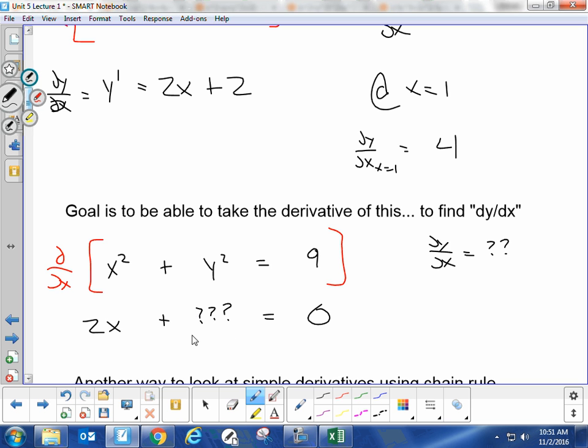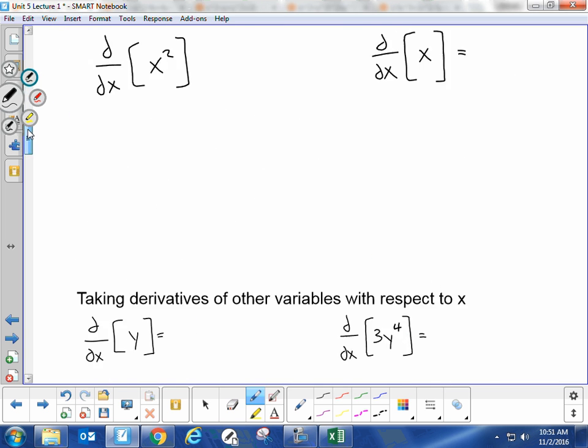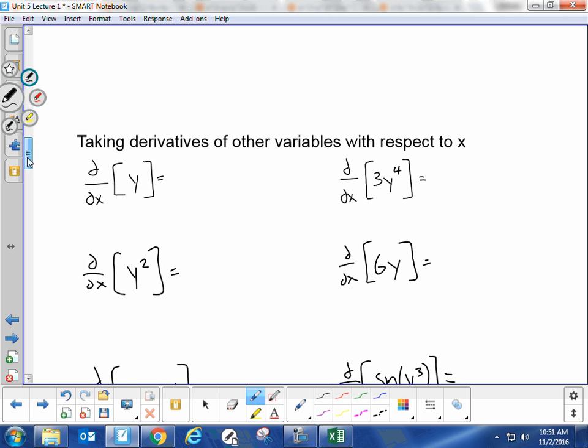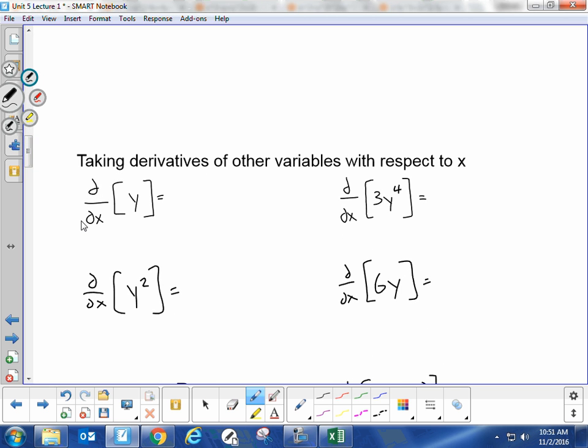And I'm like, I don't know, is it 2y? I don't know. Let's look into that further. We're going to come back to this x squared plus y squared equals 9 in a little bit. So maybe save some space for it. Maybe do the rest on the right side. Let's look at derivatives of things that are not x's, but take the derivative with respect to x of like y squared, which is what we were just talking about right here.